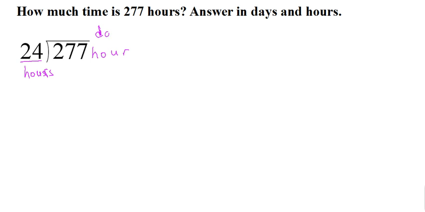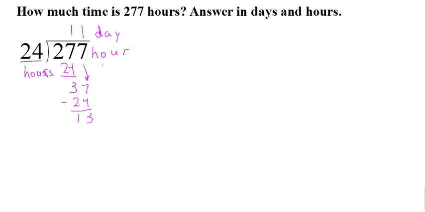So 24 goes into 27 one time. 1 times 24 is 24. Leaves a remainder of 3. Down comes a 7. And then 24 into 37 again goes 1. So 1 times 24 is 24. Subtract, leaves a remainder of 13. And I'm done because I've got a digit in my ones place.